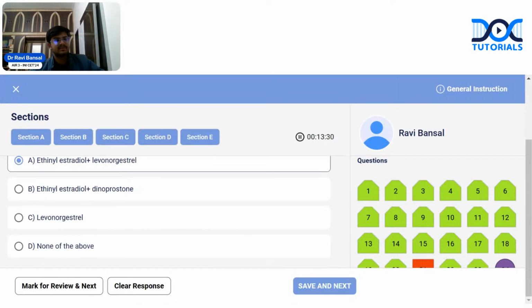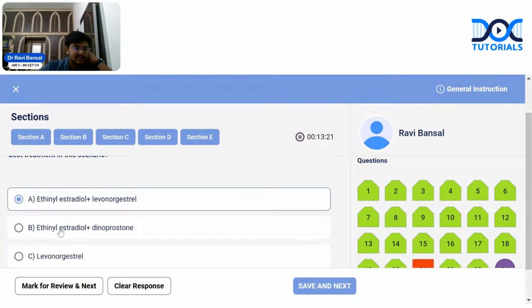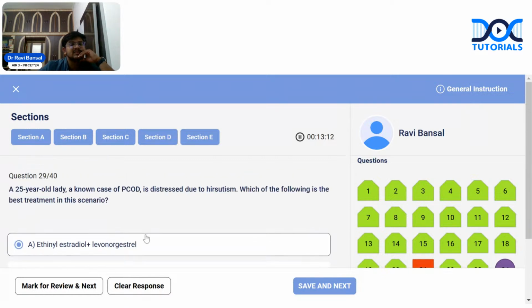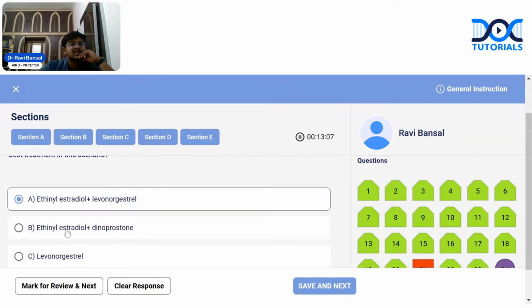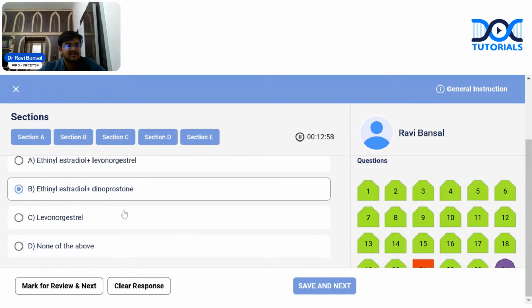Ethinyl estradiol plus LNG is the basic OCP we prescribe in PCOD, but they have specially mentioned hirsutism. With ethinyl estradiol and this drospirenone, I think it has anti-androgen property, and hirsutism is obviously due to increased androgen in the body. So I'm thinking of marking this, because drospirenone is a better progesterone than levonorgestrel for its anti-androgen property. So I think this is the answer.